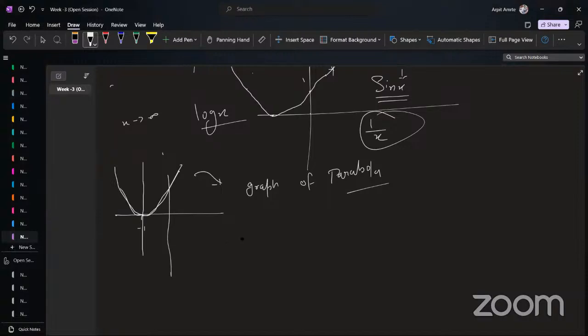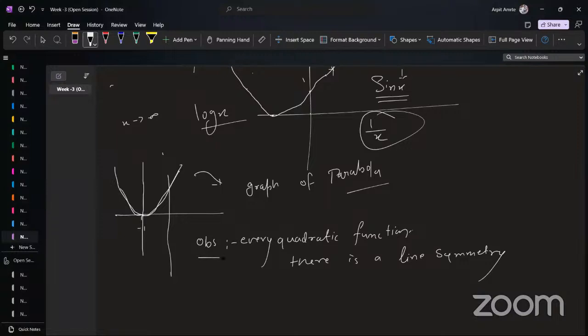In every quadratic function, there is a line of symmetry, right? This is one of the observations that you are able to see. In every quadratic function, there is a line of symmetry.